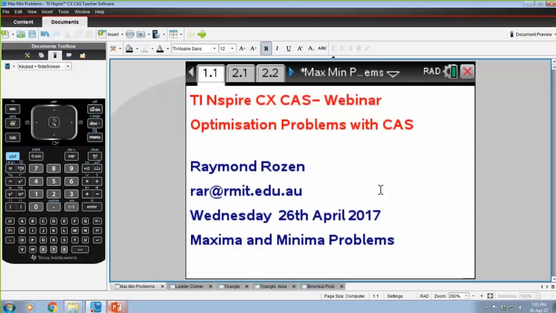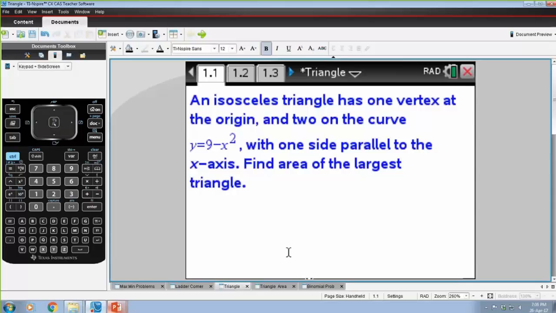My name's Raymond Rosen, and what we're going to do tonight is look at some optimisation, or what are commonly called maxima and minima problems. We're going to look at these in a number of ways: through the traditional calculus method, as well as a graphical approach where we can also use the data capture facility, which will be a new one to some people. So I've got a lot of worked examples I want to work through here. Most of them are very much the same sort of approach. So I'll work through a simple one, and then we'll talk about the ladder one and some of the other problems that we've got mentioned.